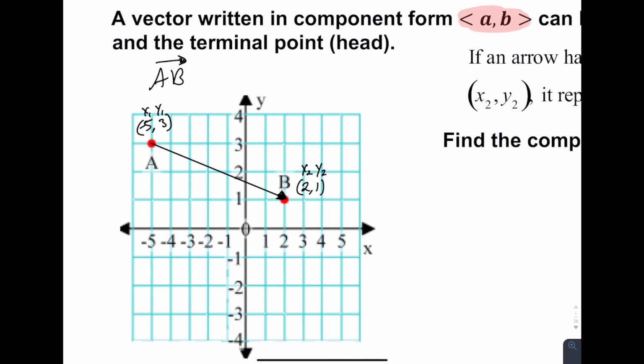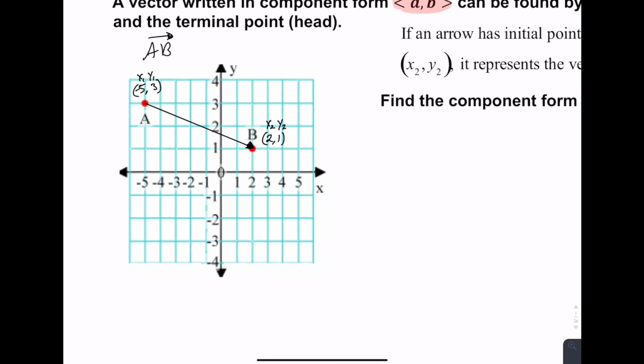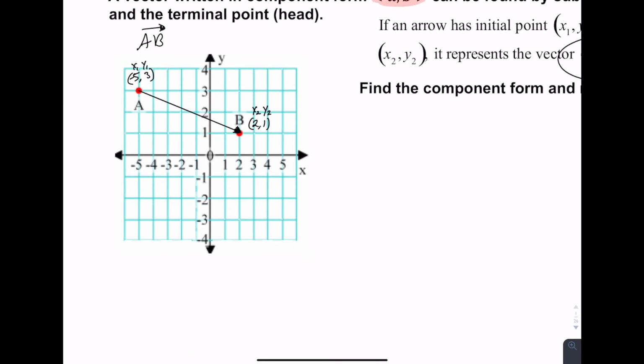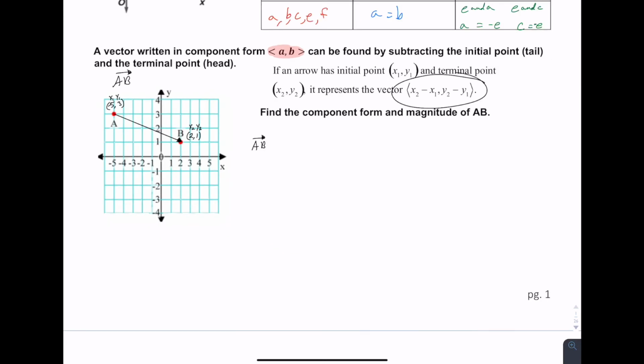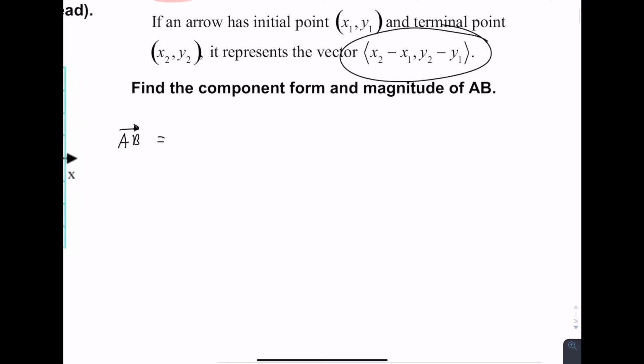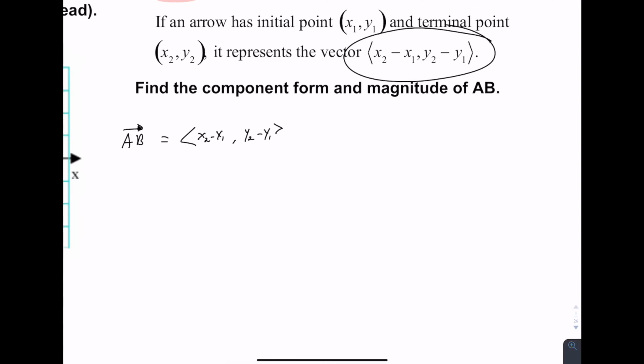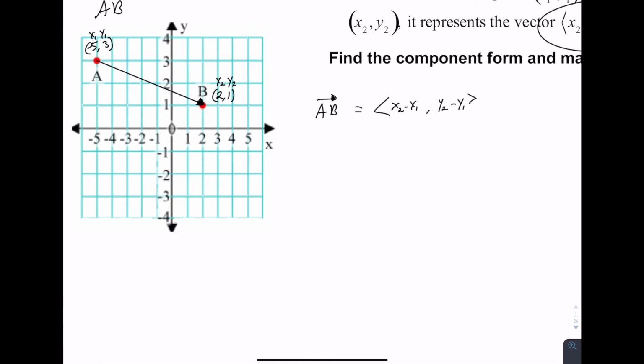Okay. Now, if we want to get the number of the vector. Okay. So now AB, the vector. If I want to get its component form, well, that equals, like we said up top, x2 minus x1, comma, y2 minus y1. And we know those values. They're over here on the graph.